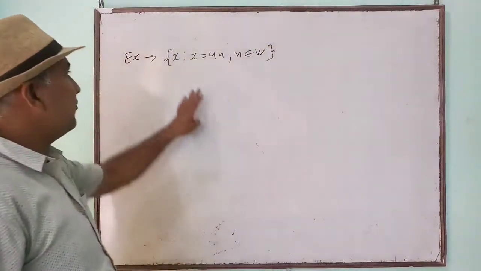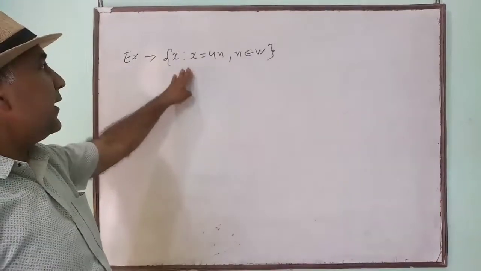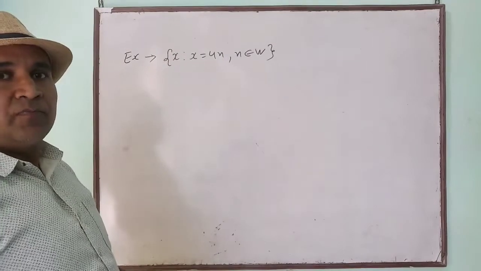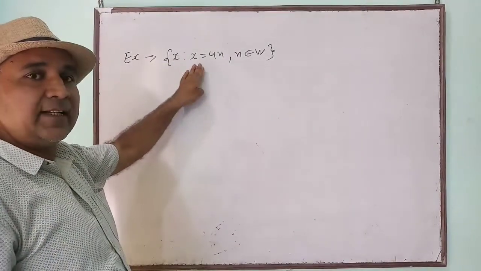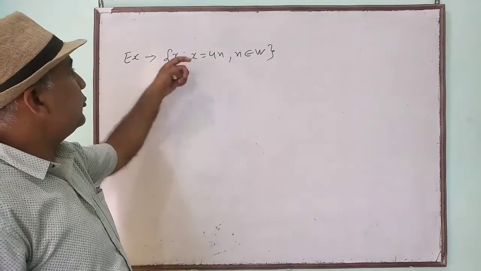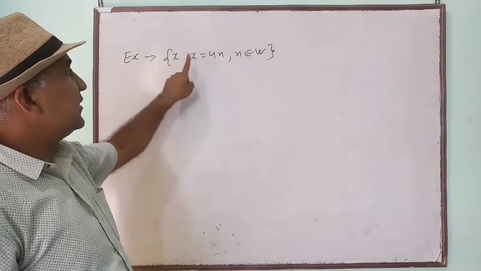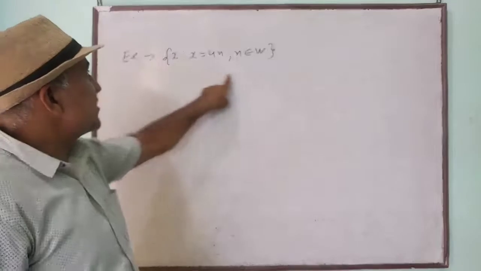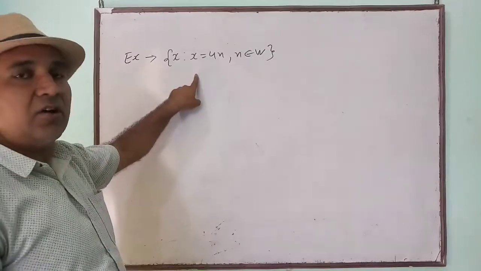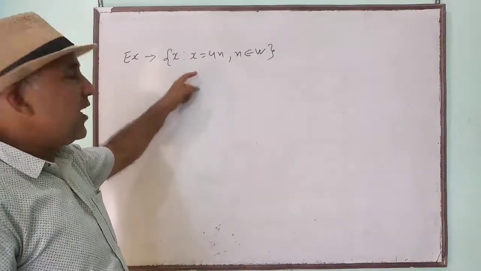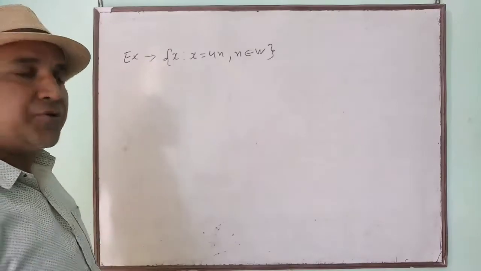You have to convert this set into roster form. Can you tell me what is the name of this method of representation of set? This is set builder form. This method of representation of set is called set builder form, and we have to convert it into roster form.